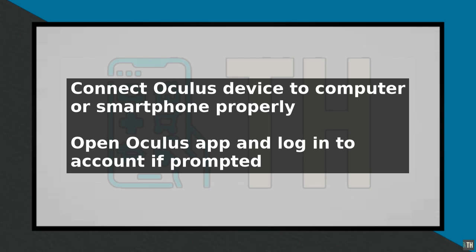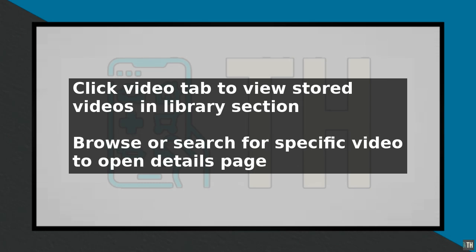In the library section, click on the Video tab to view all the videos you have stored on your Oculus device. You can browse through the list of videos or use the search function to find a specific video. Once you find the video you want to watch, click on it to open the Video Details page.